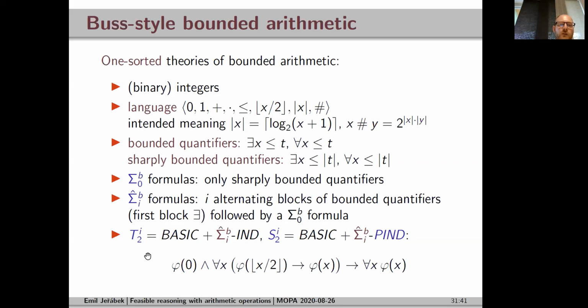And the most common theories in this language are the theories T^i_2 and S^i_2 defined by Buss. So T^i_2 is some kind of a basic theory plus induction for the sigma b i formulas. And S^i_2 is a slightly weaker theory where we have sigma b i polynomial induction, which is this form of induction where we don't go from x to x plus 1, but we go from x to 2x, basically, or as it is written here, from x half to x.